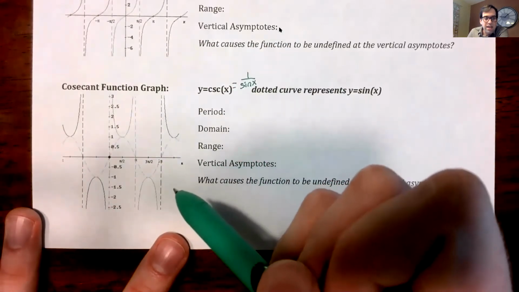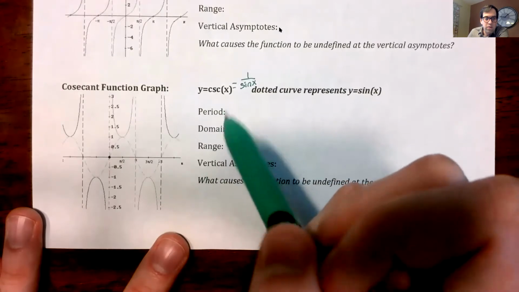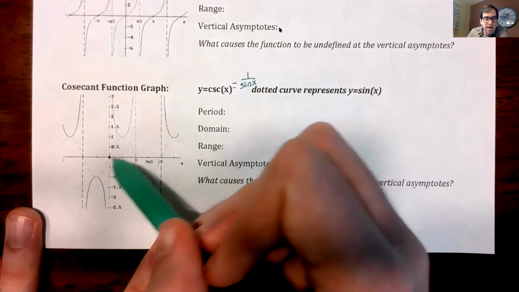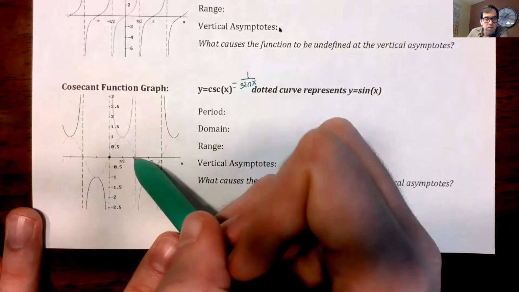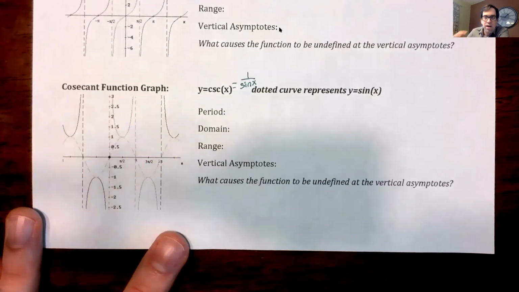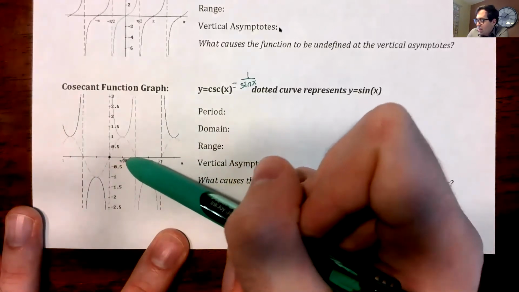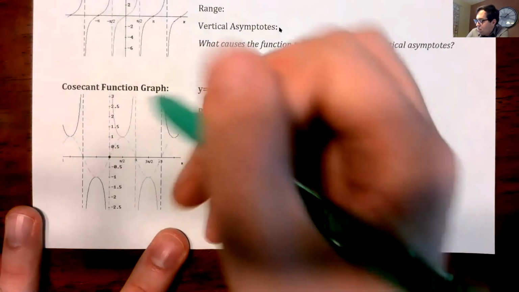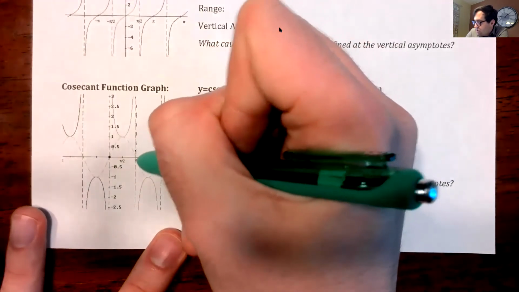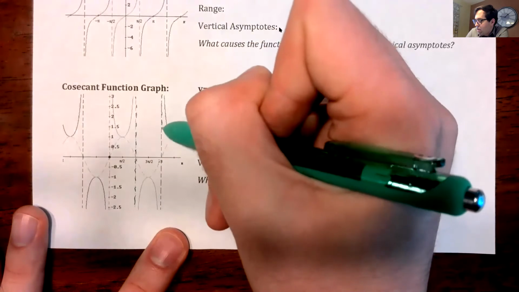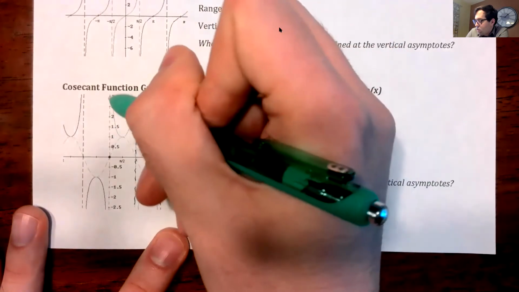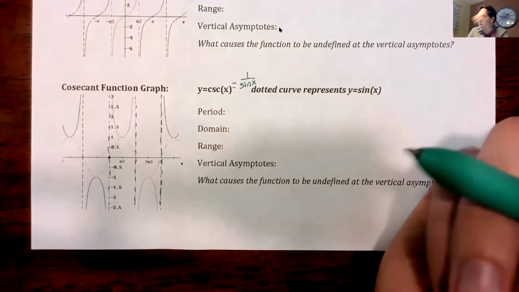So if we think about what cosecant would be, anytime that the y value was 0 in the sine graph, think about what happens if we flip 0, if we take the reciprocal. If you take 0 over 1 and flip it, now we have 1 over 0. And we know we can't divide by 0. So anytime that the sine function had a y value of 0, it's going to be causing these asymptotes because we can't have a value once we flip it. Okay?